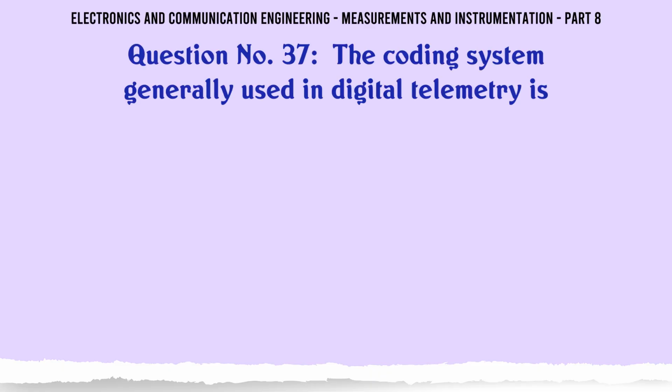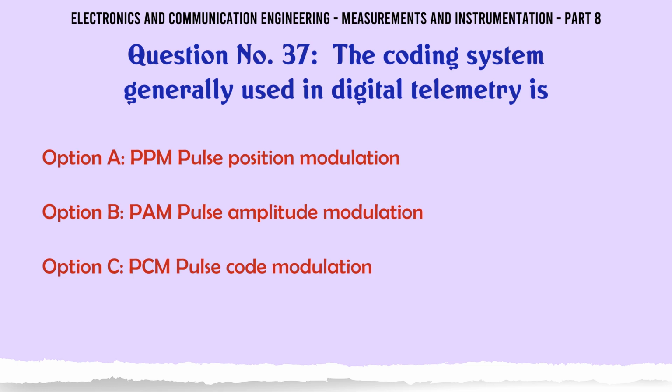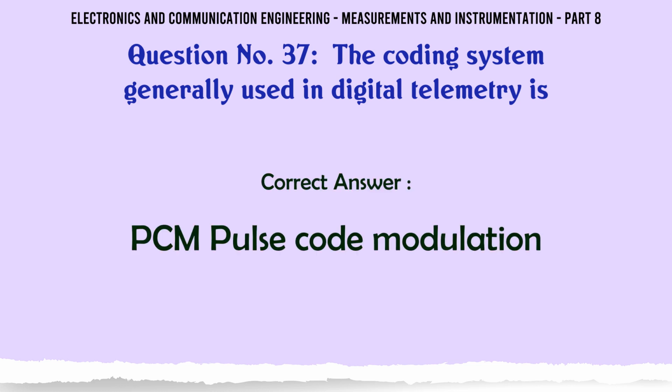The coding system generally used in digital telemetry is A: PPM, pulse position modulation, B: PAM, pulse amplitude modulation, C: PCM, pulse code modulation, D: PDM, pulse duration modulation. The correct answer is PCM, pulse code modulation.